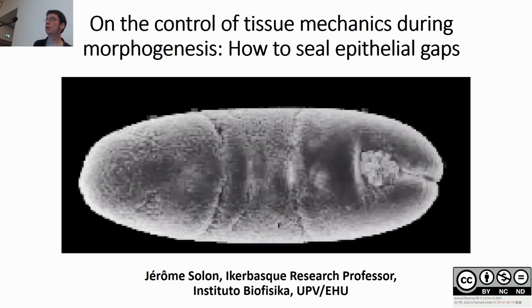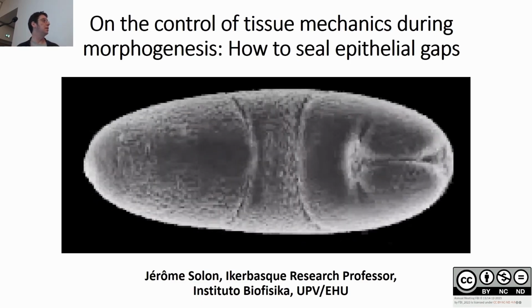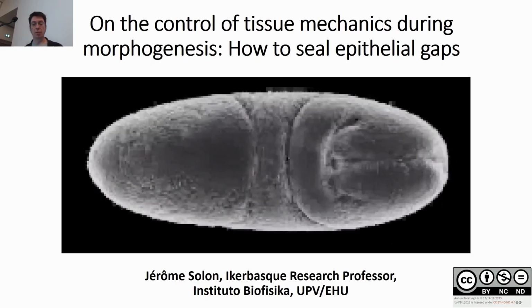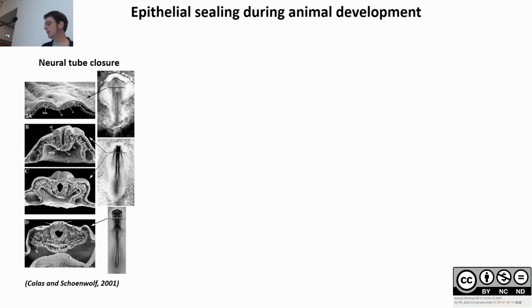Particularly today, I will talk about epithelial sealing, which is a fundamental process in development. Epithelial sealing occurs in many different processes. I give only a few examples to tell you where it takes place. One important one is during neural tube closure, where you have the sealing and the fusion of the neural tube all along the body axis of the animal.